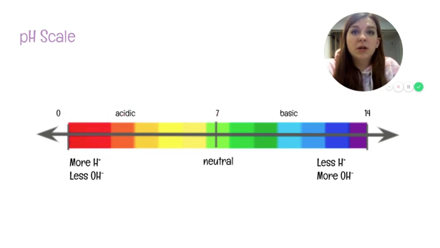The closer you are to 0, the more H+ is in your solution, and therefore the stronger your acid, which also by default would mean that we have less OH- in the solution. At a pH of 7, in a neutral solution, we have an equal amount of H+ and OH-. And then on this end of the scale from 7 to 14, we have our basic solutions that have more hydroxide than they have hydronium or hydrogen ion.